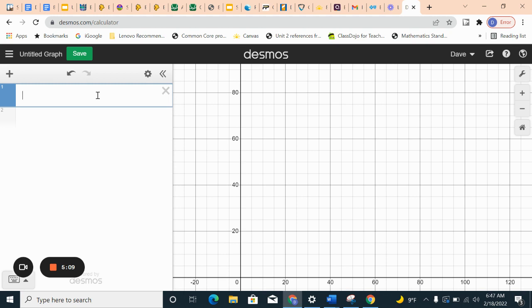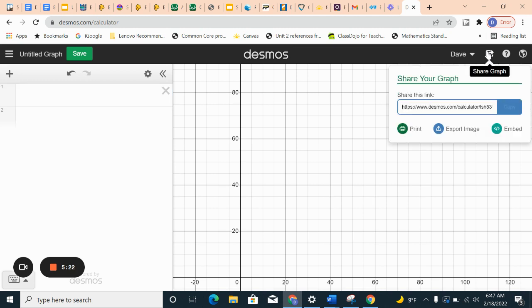And then you can put your equations in to see if you can get them to both meet right at 10. Then when you're done, you're going to click share graph so I can see what you came up with. You are going to copy this link and then just paste it into Canvas to show me what you came up with.